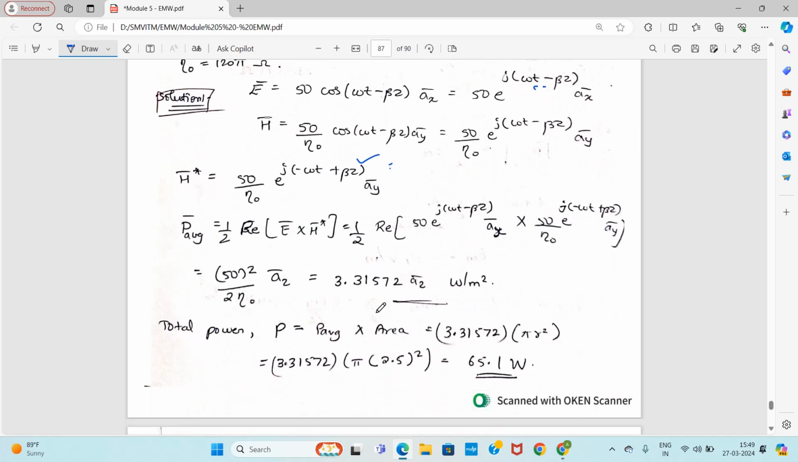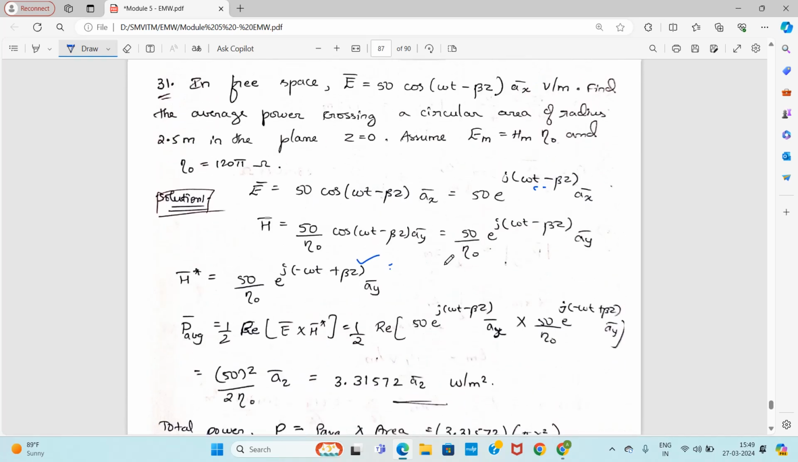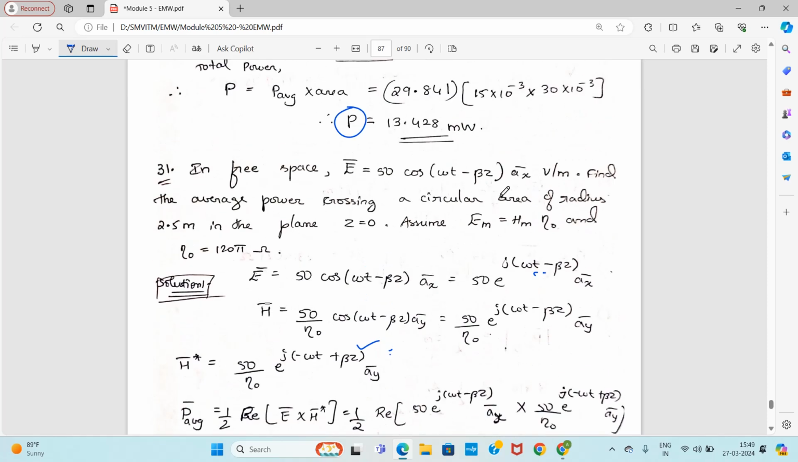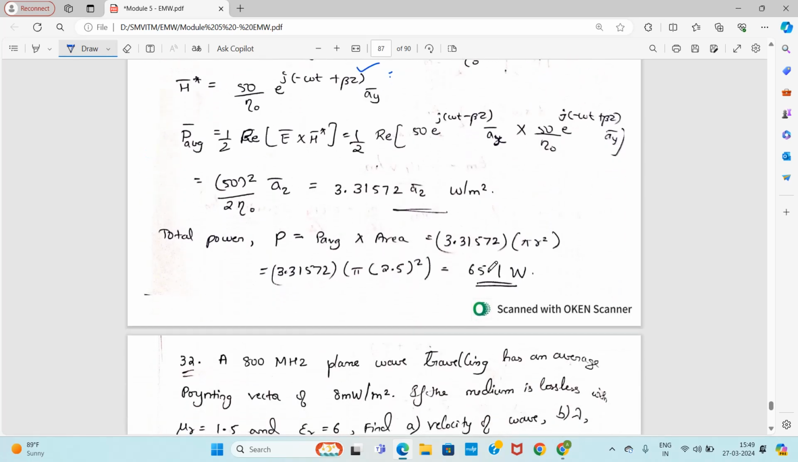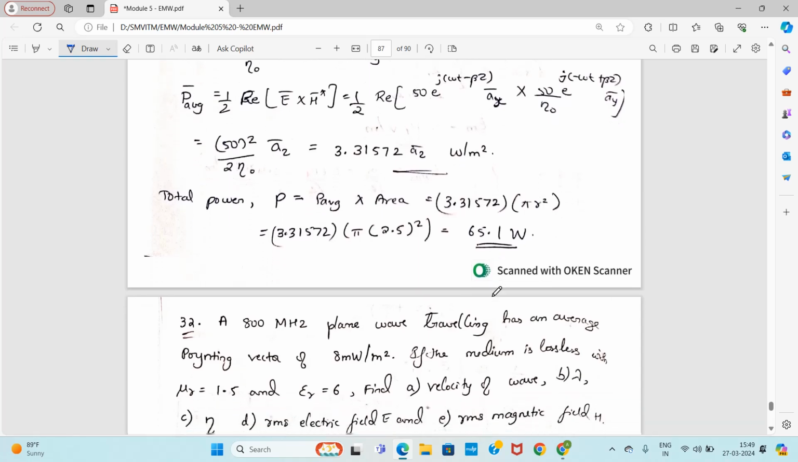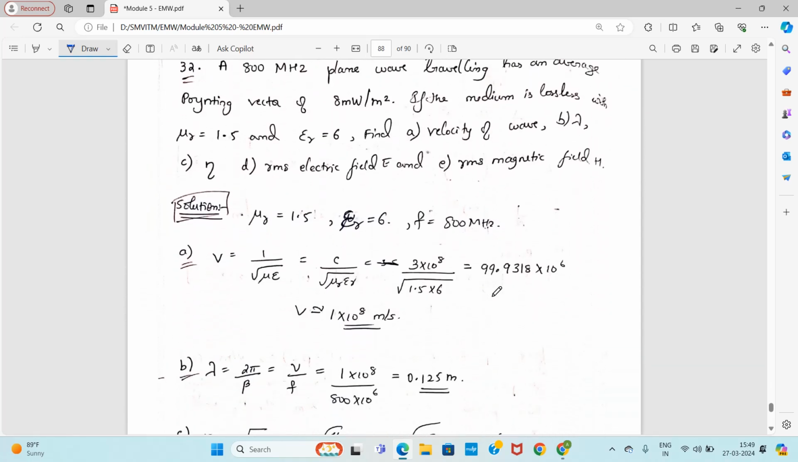After simplification, we will find the result like this, and this is multiplied by area. Here, they're given a circular area of radius 2.5. If you have a circle, the area is pi r square. So you have to use that to find the power. Okay. Similarly, the next question.